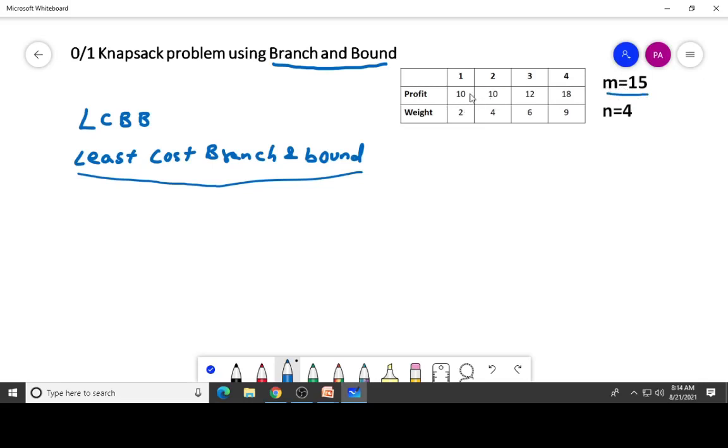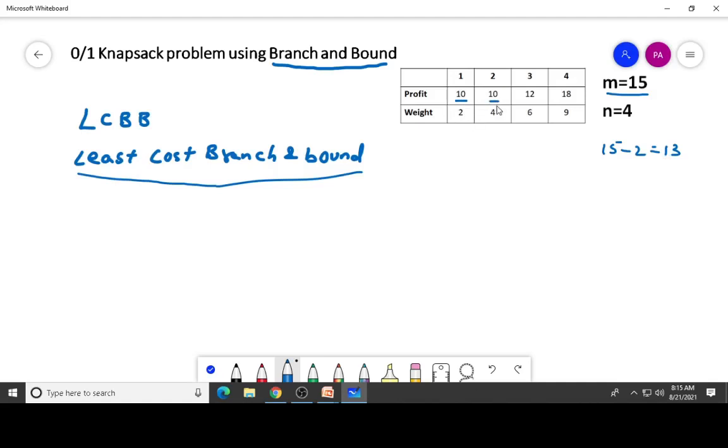So here in this problem, if I add this 10, the profit is 10 and the weight is 2. When I am adding this, what is happening? We can add this 2. Yes, we can add, because 15 minus 2 is 13. Still the 13 space is remaining. We can add this item 1.